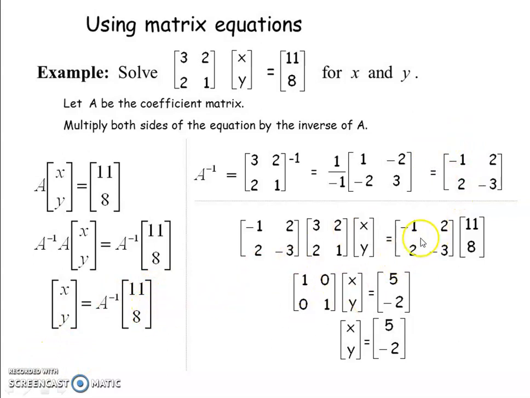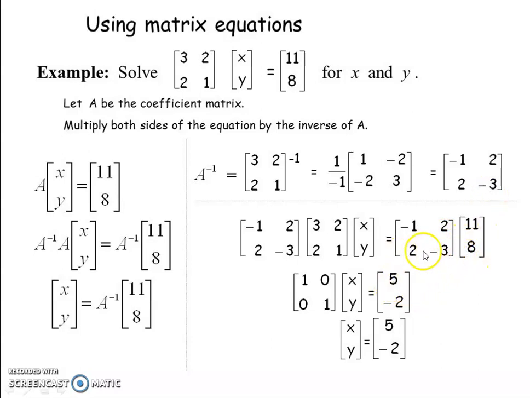Now we have to multiply A inverse into 11, 8. X, Y remain as the same. So minus 1, 2, 2, minus 3, and 11 and 8. Row with column. First row with first column, minus 1 into 11 is minus 11, plus 2 into 8, 16. Minus 11 plus 16 is obviously plus 5.